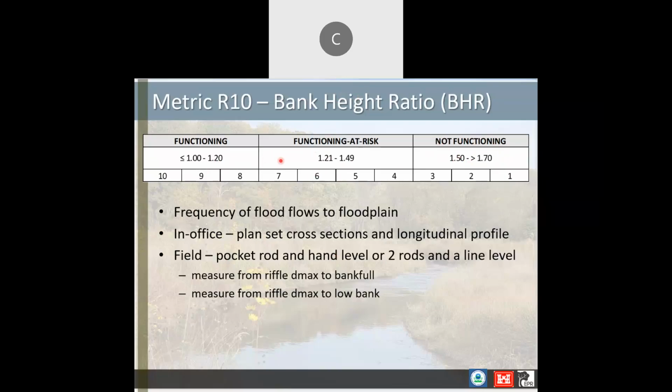All right, so not functioning streams have a bank height ratio of 1.5 to greater than 7. So on the previous slide, the example was 1.6, so that would score a 2, and we would select for the existing condition a score of 2 for this metric.